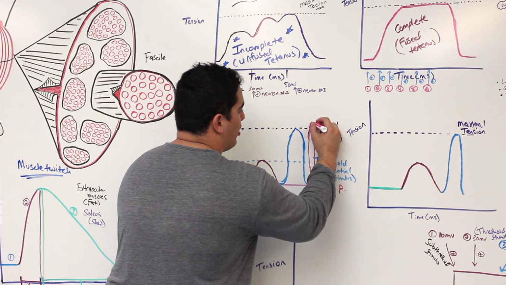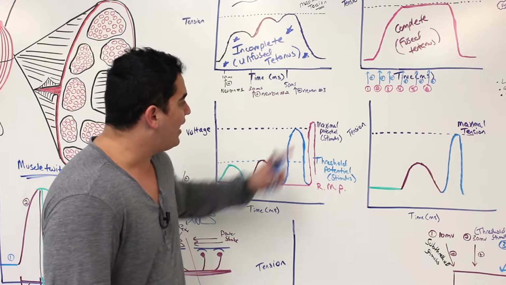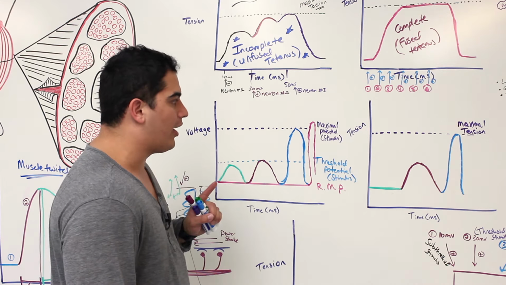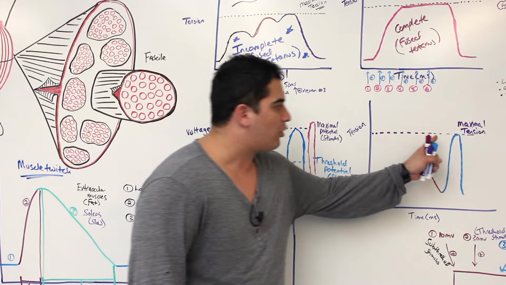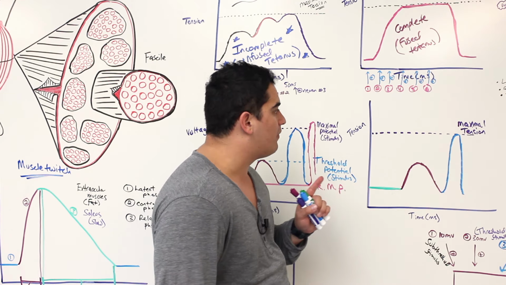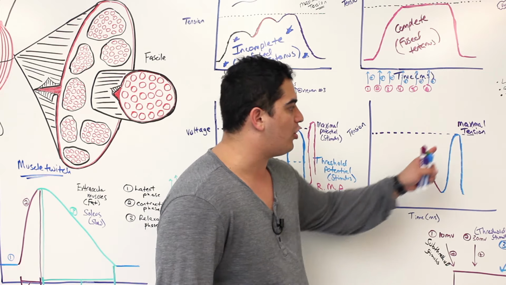Let's say I go a little bit beyond that point. I hit it with as much voltage as possible. If I hit that with as much voltage as possible, what's going to happen? So the voltage is a little bit higher. It might even be a little bit higher than the maximal potential, the maximal stimulus. But I told you we cannot go beyond this tension point. We can't. So even though I'm increasing the voltage, guess what's going to happen to the tension? It's still not going to go beyond that tension point.